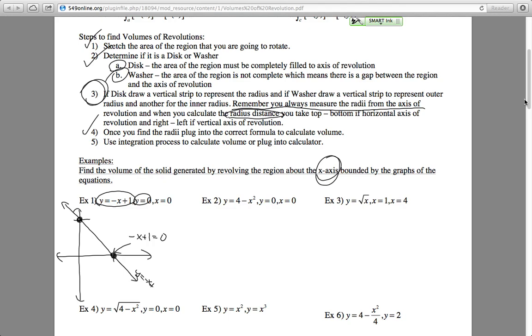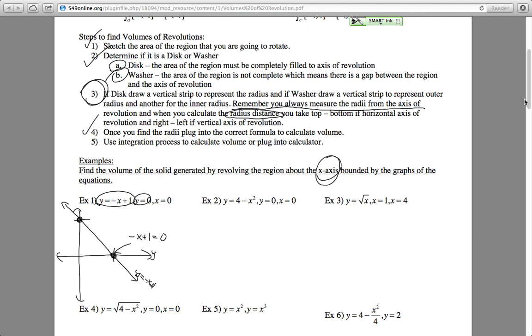So we got negative x plus 1. Tell me when my board comes back. Is it back? I hate it when the board blinks. So we got negative x plus 1, which would be this line right here. Is it back yet? Still blinking? Not blinking? Good.